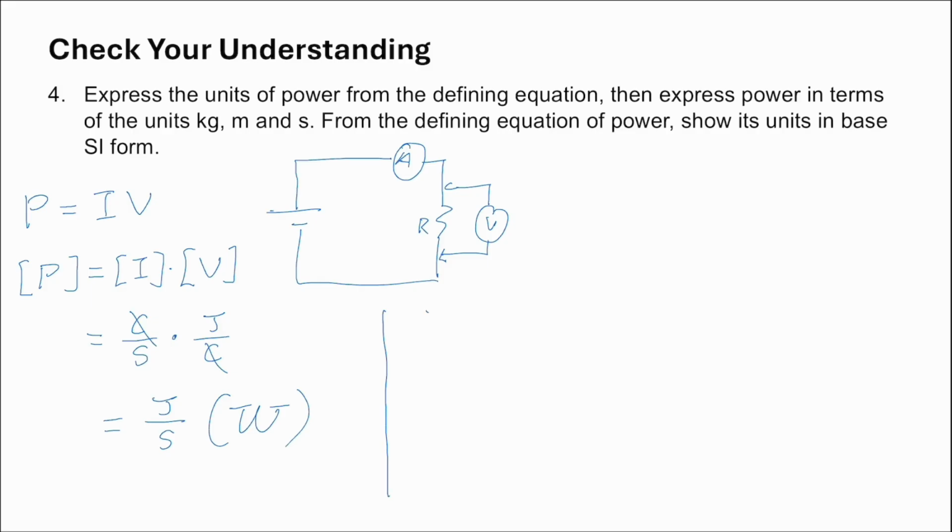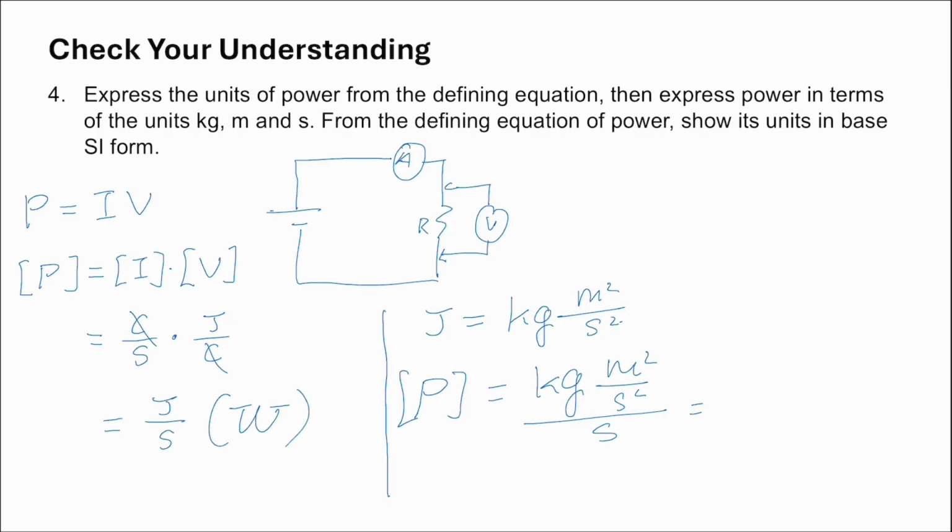Next, we can further break down the unit of joule. Remember, the unit of joule is actually equal to kg meter square over second square. So the unit for power can be reduced to kg meter square over second square over second. It means kg meter square over second cube.